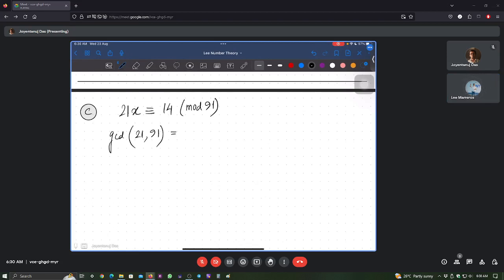Not 1, it's 7. Right, so 7 divides both of them, and 7 also divides 14. So there is a solution, right? Yeah. So this implies a solution exists. So you have to find the solutions.